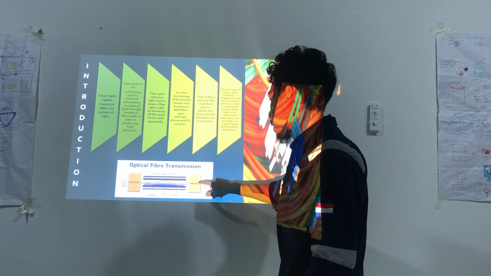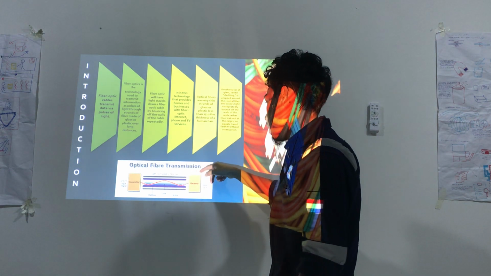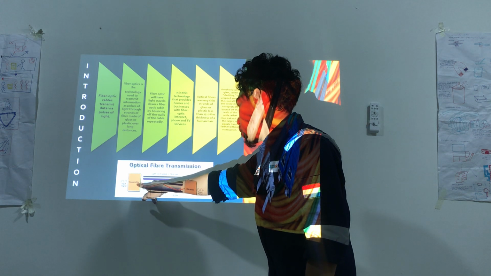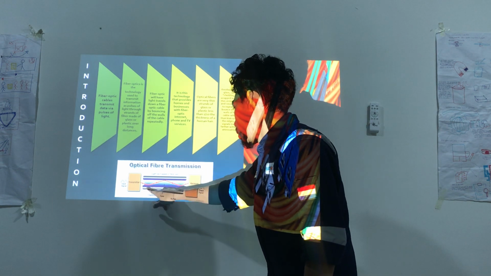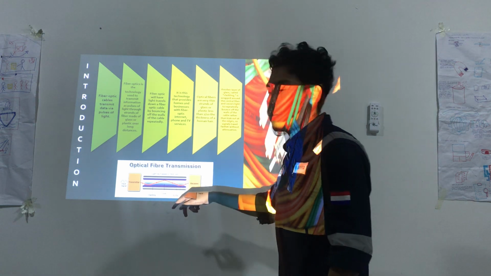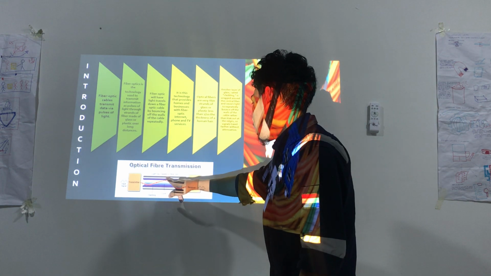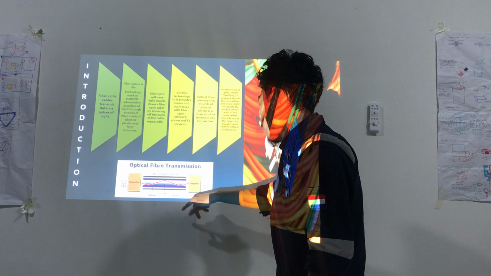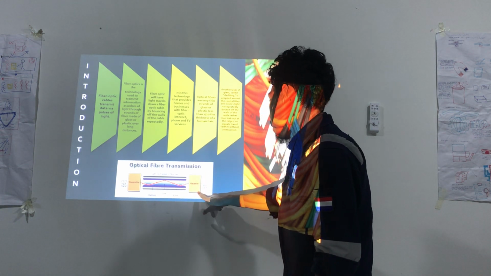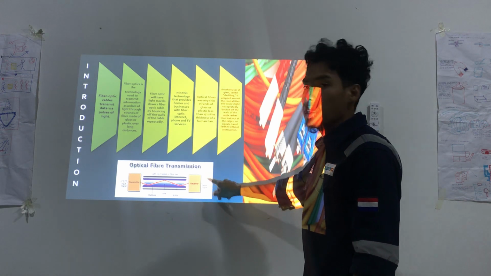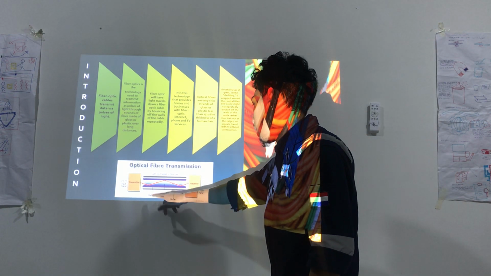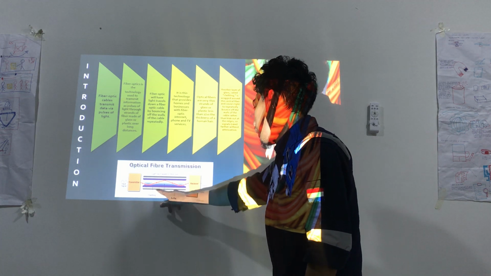So as you can see, the cross section of optical fiber transmission. The input signal: the transmitter will send the signal in the form of light. The light is trapped in the fiber core and bounces off the walls to the receiver, and then it will generate the output signal. So the fiber has core, cladding and buffer.